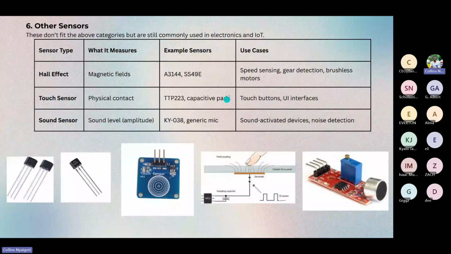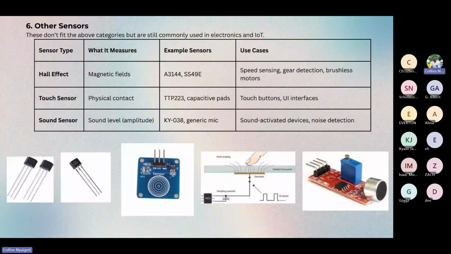Touch sensors measure physical touches, like this one here, used for touch buttons or user interfaces. Sound sensors are basically normal microphones. A microphone is a sound sensor; they measure sound levels. There's the KY-038 and the generic microphone. Use cases are voice-activated devices and noise detection. I believe touch and sound are self-explanatory.